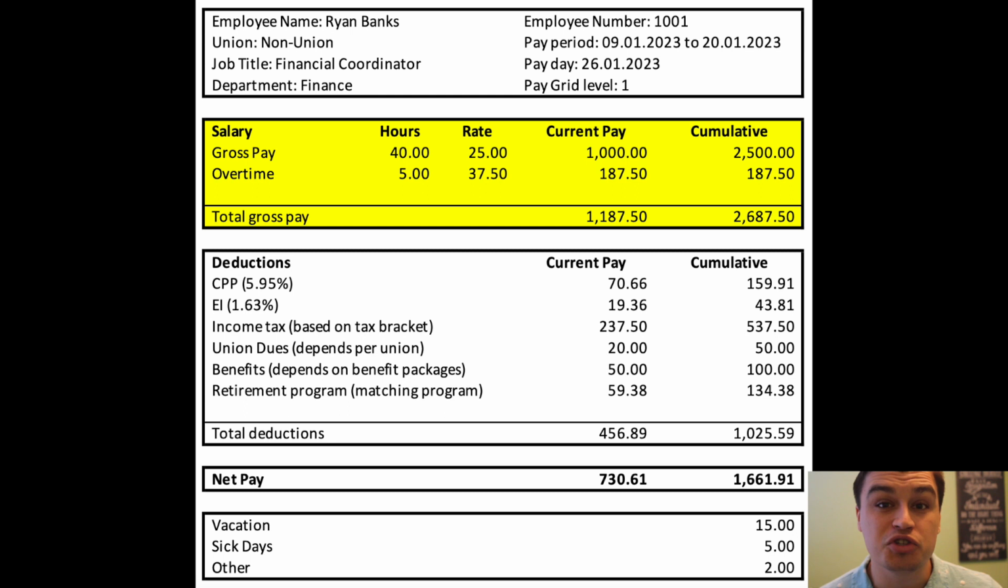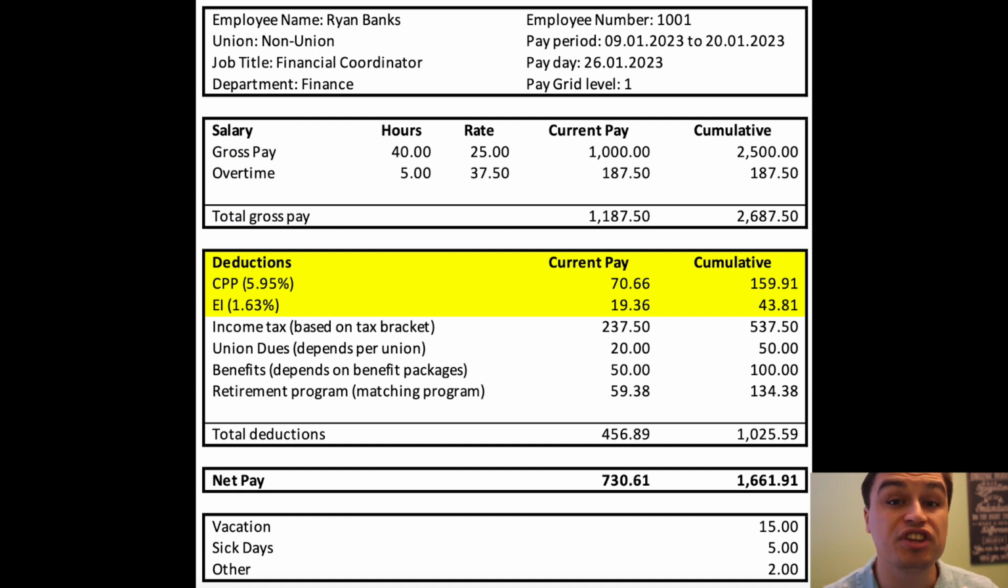What you're going to see also is you have a current period amount and you have a cumulative amount. So this means the current amount is for that pay period specifically. And the cumulative amount is any money that you've made from January 1st to December 31st. So this kind of totalizes exactly where you are at in any given time for any pay period.